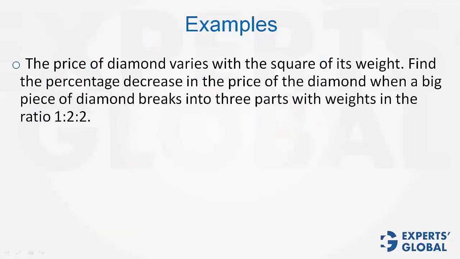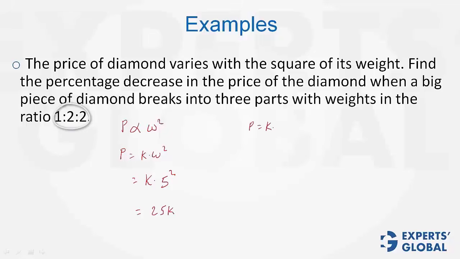Look at the next one. Please try solving it yourself. Price is proportional to the square of weight, and it broke into 1 ratio 2 ratio 2. So we can assume that the total weight was, let's say, 5 grams. So price equals K times W squared, and is thus equal to K times 5 squared originally. So originally the price is 25K.